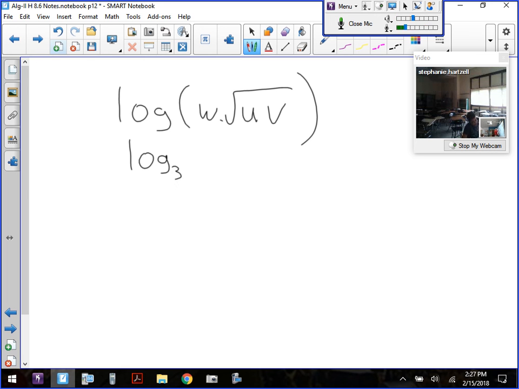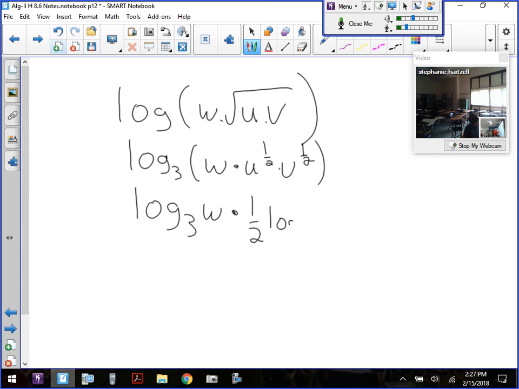We know that this is going to be multiplied in here. So you knew that was going to be a w times a u to the half and a v to the half. And as we went through it, we would have just split it into 3 separate terms: log base 3 of w plus 1/2 log base 3 of u plus 1/2 log base 3 of v. Oh, thank you. I'm sorry. Yeah, plus. Sorry about that.